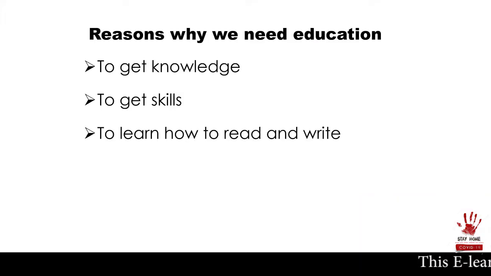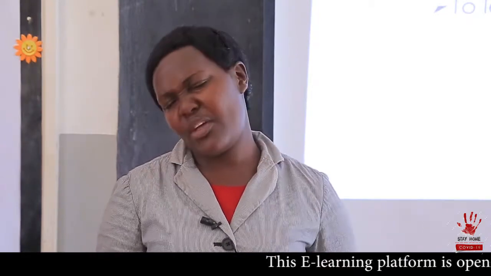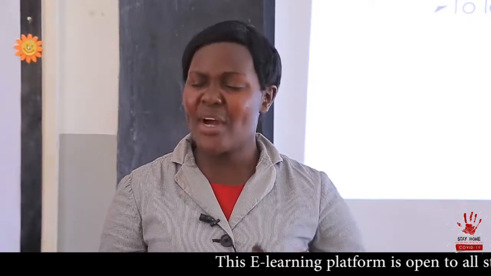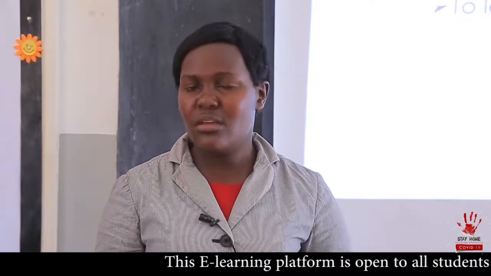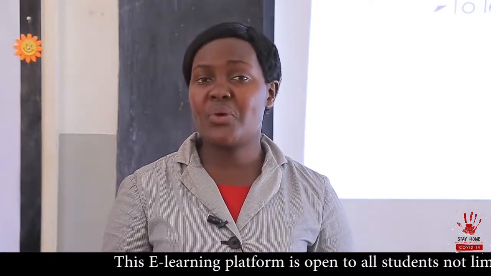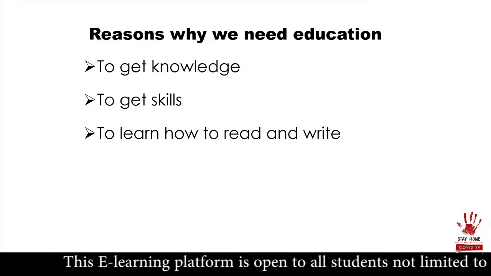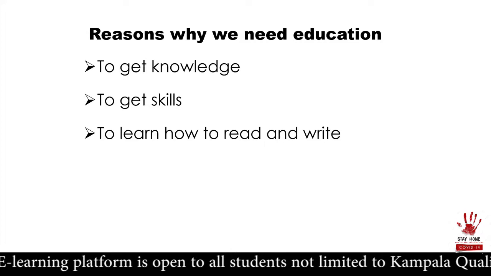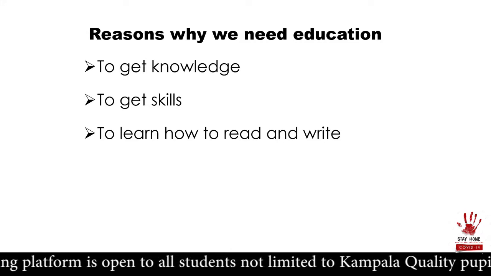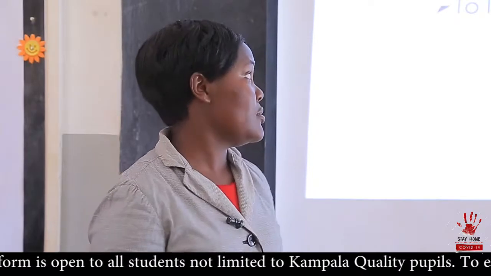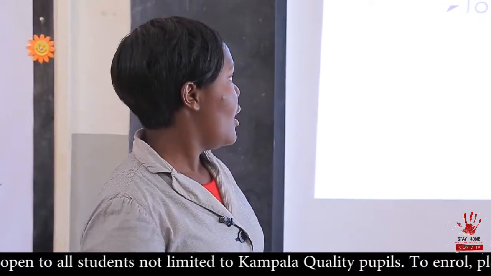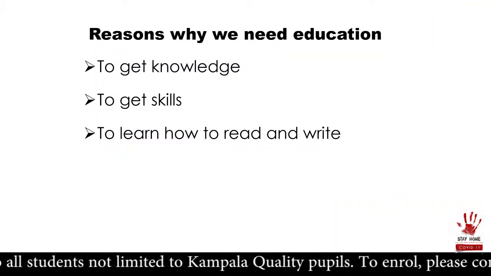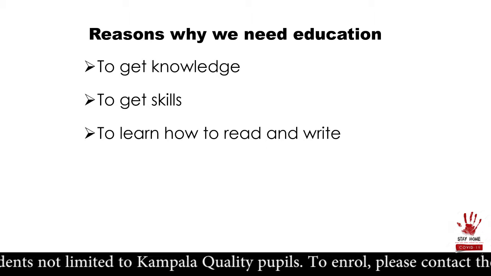One, to get knowledge. You need knowledge. You need to understand more and more so that you can better yourself when it comes to knowledge. You can become equipped in different areas. So you need to get the knowledge. Secondly, to get skills in different things, making things, doing some work. You need to get the skills, and that is through education. And lastly, to learn how to read and write.